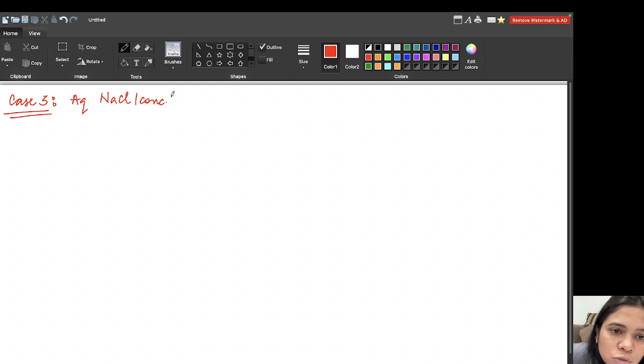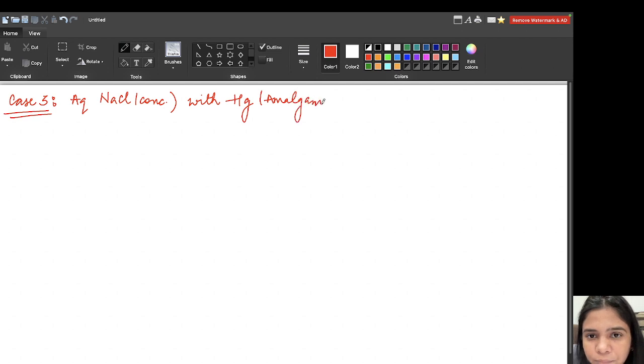Concentrated means not much water, with mercury. Mercury electrode is called Hg amalgam electrode. Now the amalgam electrode you are taking as cathode. Now, like we studied in the initial topic, if any electrode is an active electrode, you don't need to consider anything else, only this electrode will undergo oxidation and reduction, right?